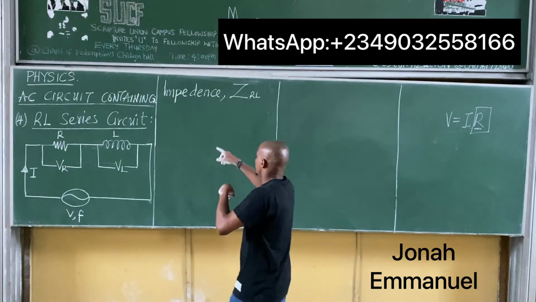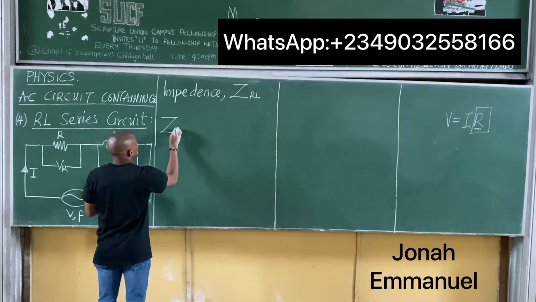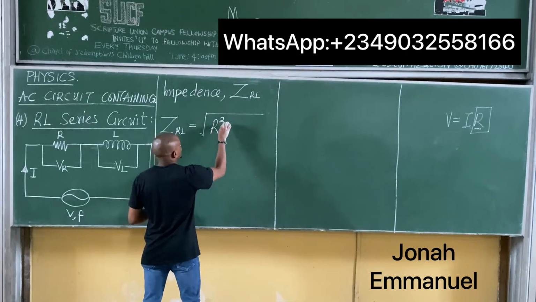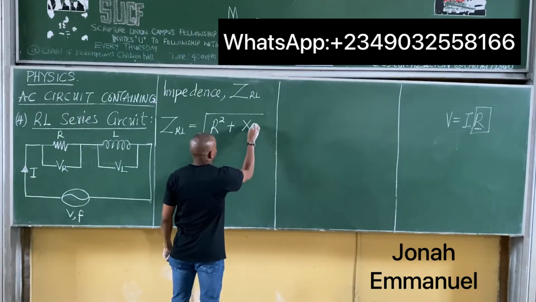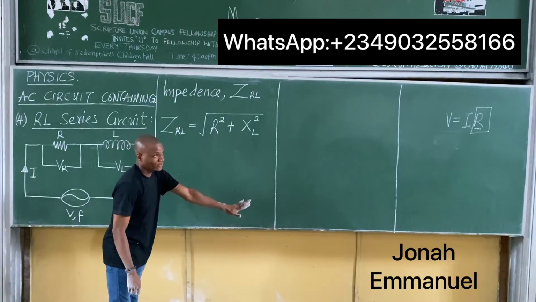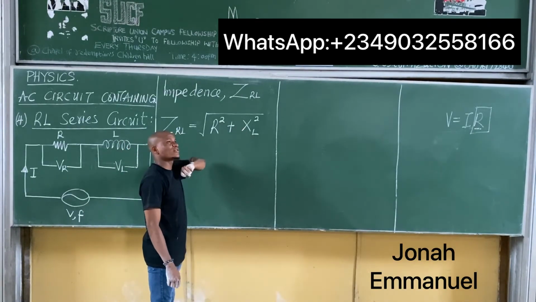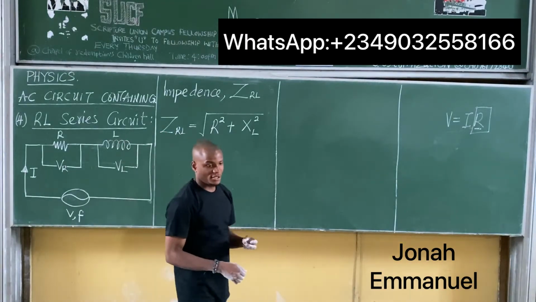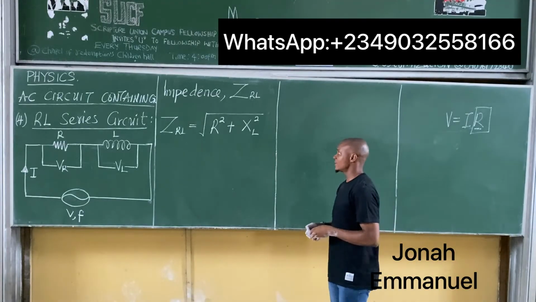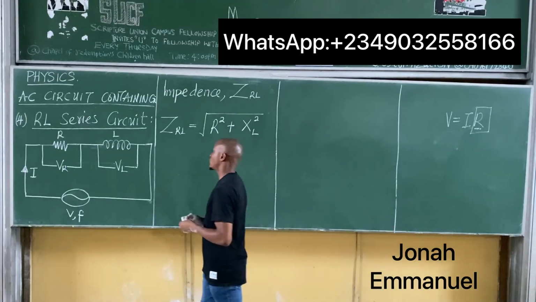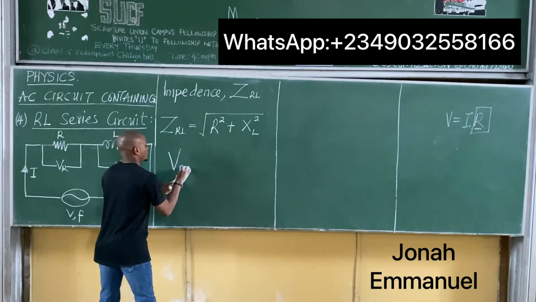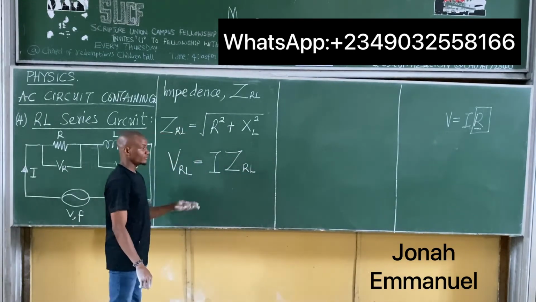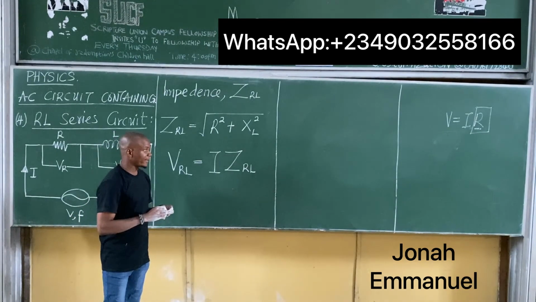That's it. So for this one here, what's the formula? Note that ZRL is equal to the square root of R squared plus XL squared. This is resistance in terms of the resistor circuit. We've discussed this. This is resistance in terms of the inductor circuit. So just take the square root of each of them squared. So the impedance in an RL series circuit is equal to the square root of R squared plus XL squared. That's it. Such that the voltage flowing through the circuit, V of RL, is equal to current times impedance, ZRL.